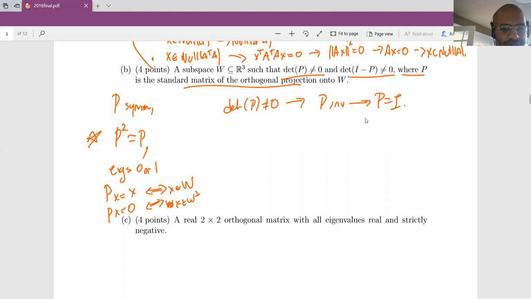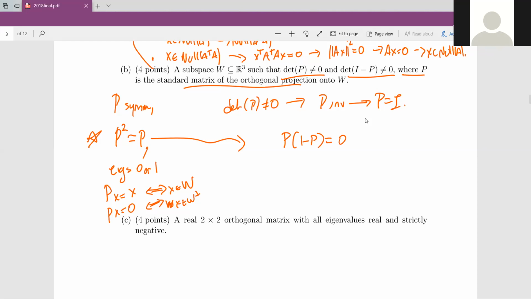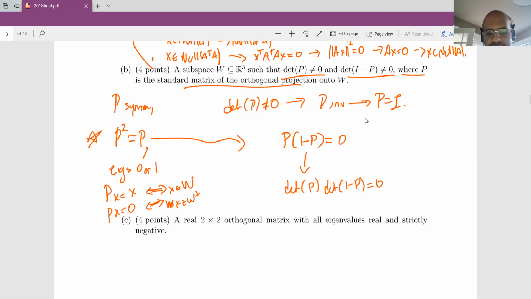And this follows from this equation as well, because if you rewrite this, you can write it as P times (I minus P) equals 0, right? And what happens if you take the determinant of this equation? One of the determinants has to be 0. You use the multiplicative property of the determinant to get this, and then one of them has to be 0. Okay?